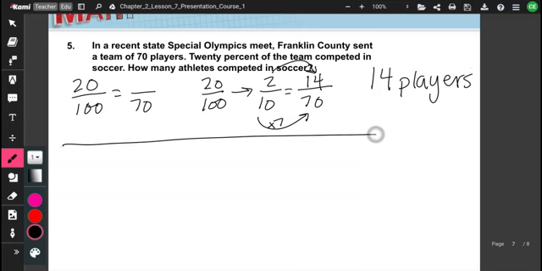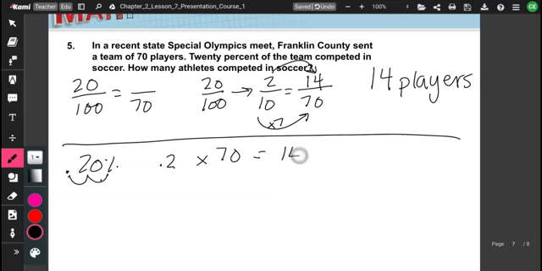The other way that you can do this is you can just make the percent into a decimal and then multiply it by 70. So if I make 20% into a decimal, moving it 2 to the left, I would get 0.2. Multiply that by 70, which then again, I will also get 14 as my answer. That's the great thing about math. You can always do two different ways and still get the answer.